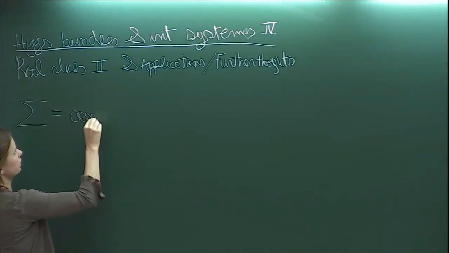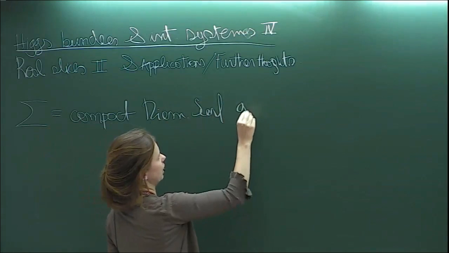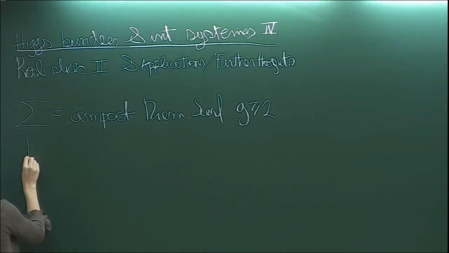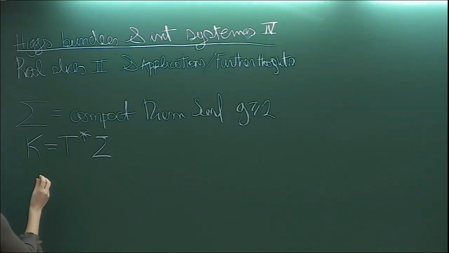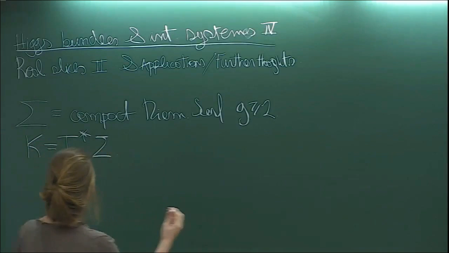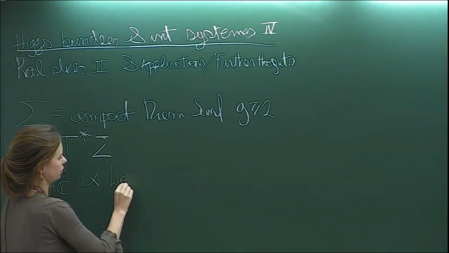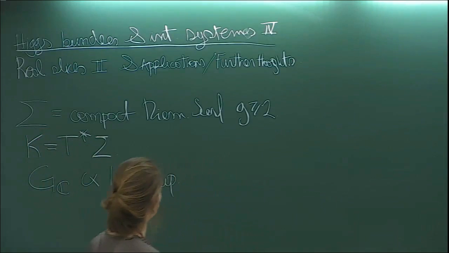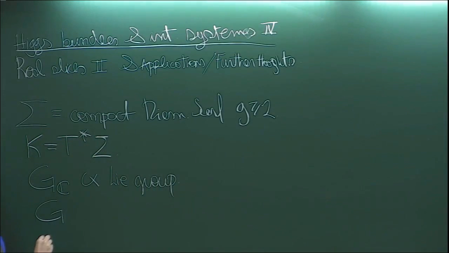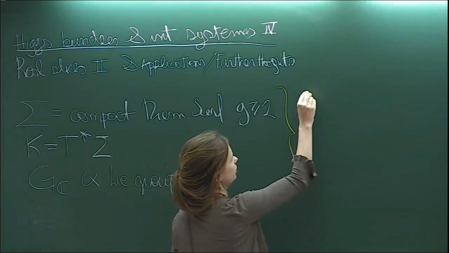Sigma is our compact Riemann surface of genus at least 2. K is our canonical bundle. K is the cotangent bundle of the Riemann surface. What we had said yesterday is that we were going to take a complex group, G_C. So here we're taking either the general linear group or groups of type A, B, C, D. And G was a real form, so all this information allows us to define G_C Higgs bundles.